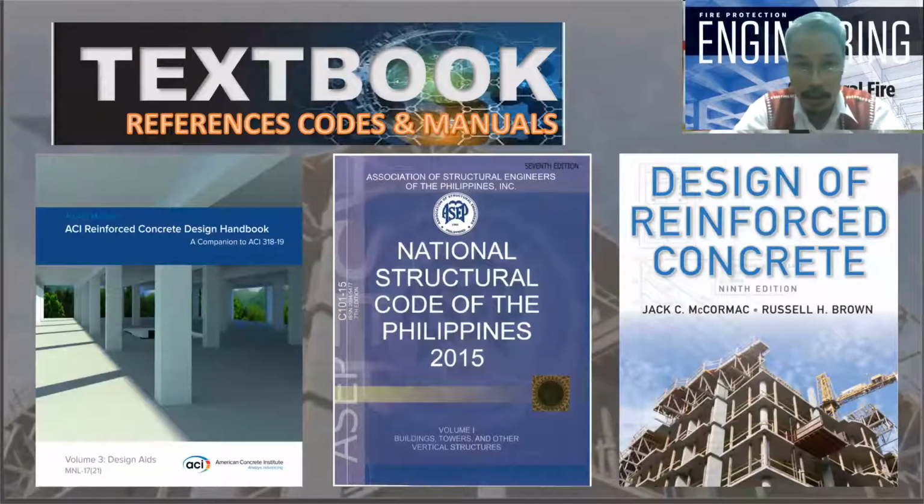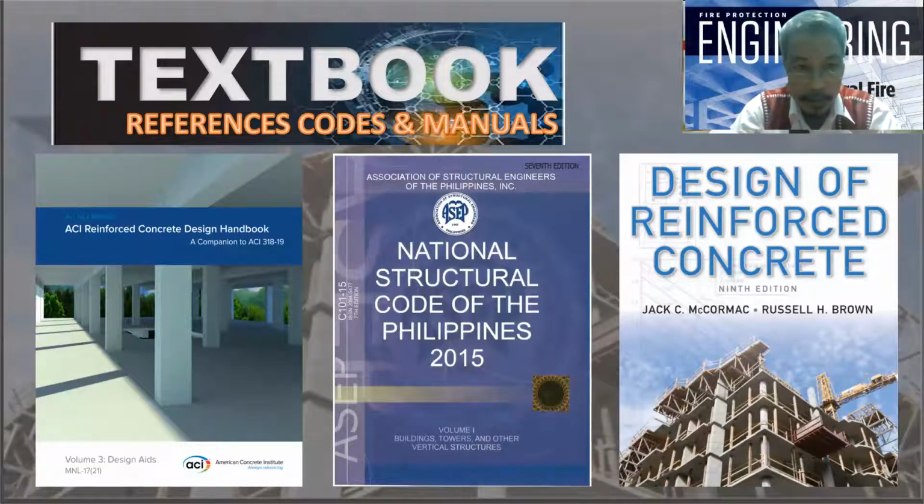So the textbooks and references, codes, and manuals that would help us. These are the minimum, starting on your left side. ACI code. ACI means American Concrete Institute. This organization was established and is still existing in the United States. I think it started 1921. Up to now, they are a worldwide known organization producing standards and being adopted by different countries around the world, including our country. So all about concretes.